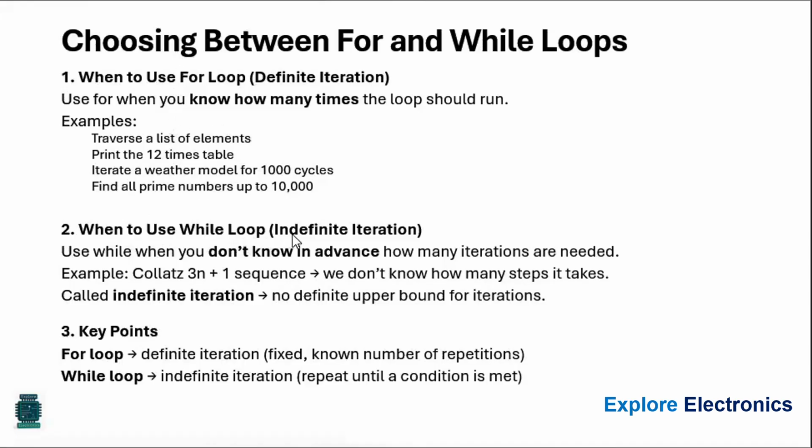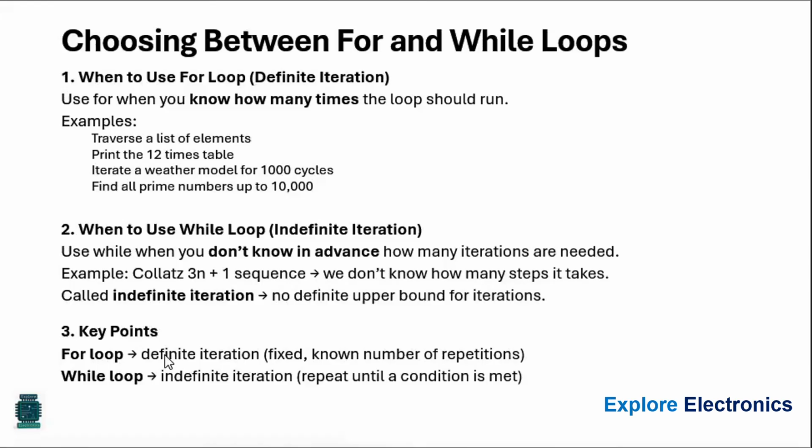When to use a while loop? Let us see. Indefinite iteration, which means when you don't know in advance how many iterations are needed. For example, the Collatz 3n plus 1 sequence. We don't know exactly how many steps it will take, and you have to execute that loop. It is called indefinite iteration, with no definite upper bound for iterations.